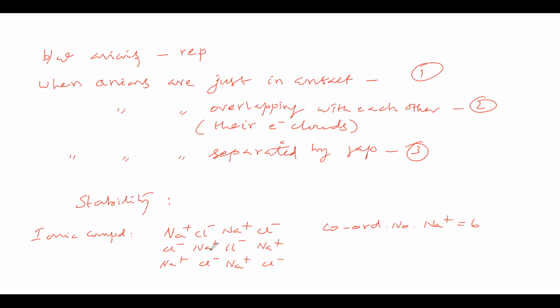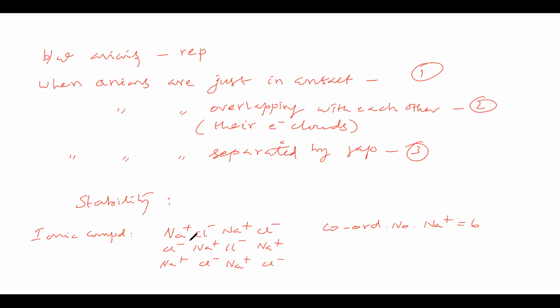Therefore, for this Cl minus, the nearest neighbor is this Na plus. Now we will talk about anions. The anions are just in contact, that means this anion is in contact with this anion. Between these two anions, just contact will be there. That is the first point. The second point is overlapping with each other. Overlapping means this electron cloud is merging with this electron cloud.